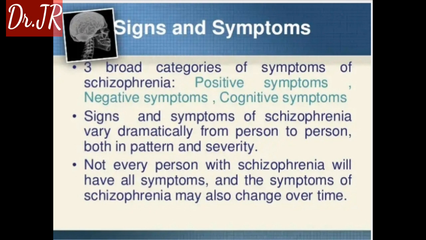Three broad categories of symptoms of schizophrenia: positive symptoms, negative symptoms, and cognitive symptoms. Signs and symptoms vary dramatically from person to person, both in pattern and severity. Not every person with schizophrenia will have all symptoms, and the symptoms may also change over time.